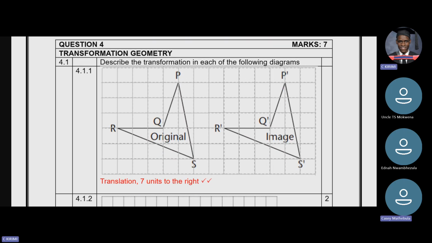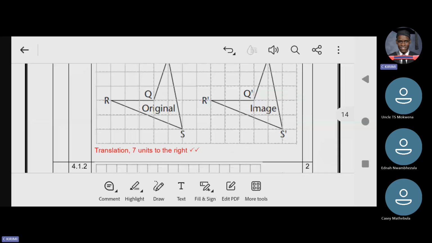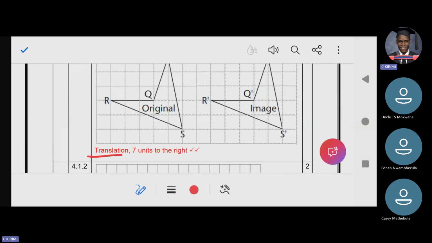You use the same method that we did before. So this one now we are translating how many units to the right? 7 only. So you are describing the translation. First, you were given the two shapes, then they tell you what happened. When you move a shape to the left or to the right, we call that transformation translation. It's not rotation, it's not reflection. In translation, you have to indicate how many units to the right, how many units down or up.